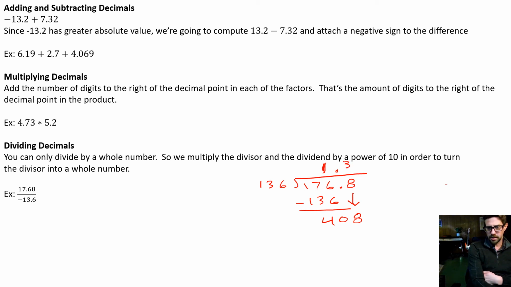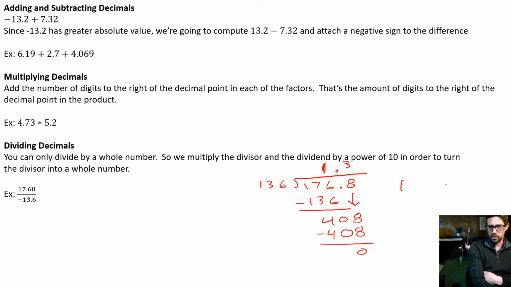3 times 6 is 18. Now it's like we're doing long multiplication kind of in our head in the middle of it. 3 times 3 is 9, so that's 10, but we carried a 1, so it's 10, and we carry another 1. 3 times 1 plus 1 is 4. So would you look at that? It just turns out perfectly, which means we have a remainder of 0, which means we're done.